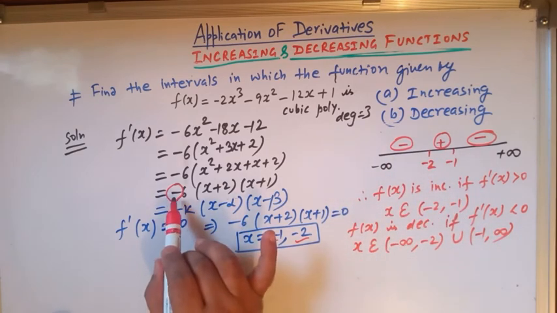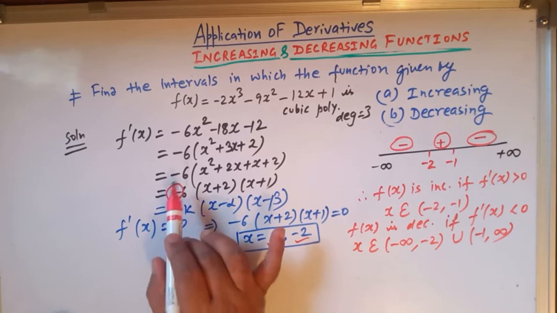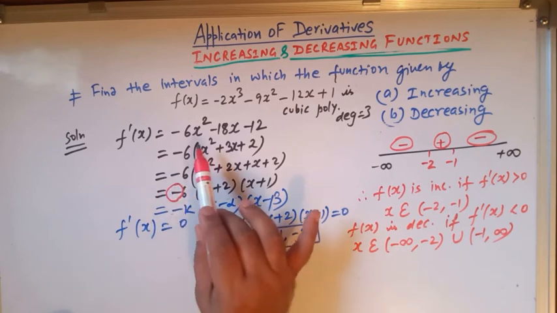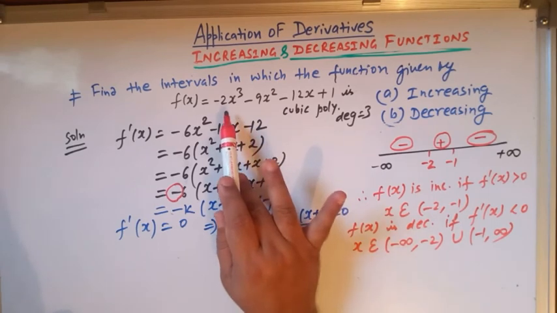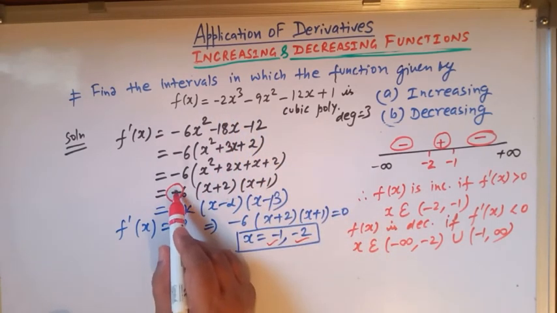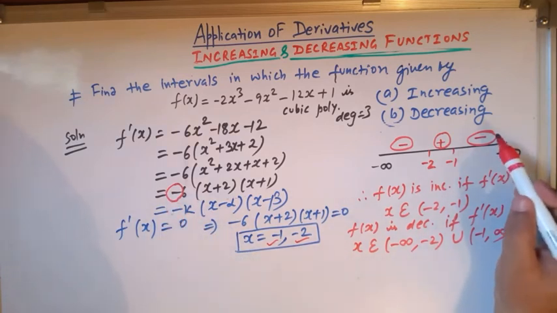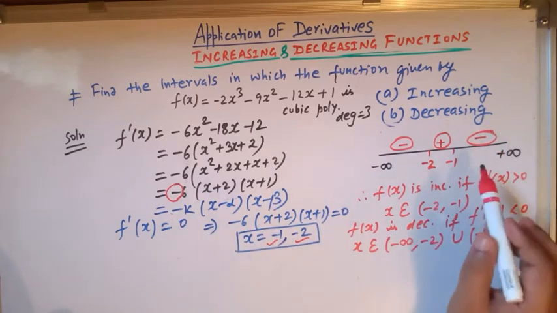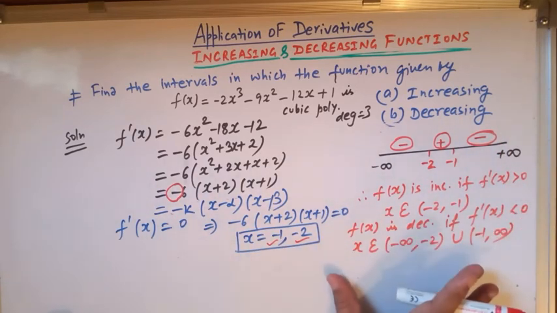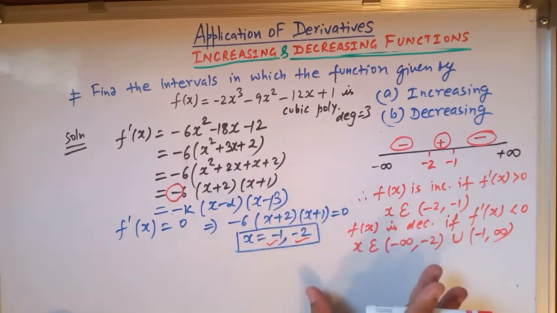If we had a problem in which we have a positive sign here, then we should have written positive here. Clear? So this is how we solve this problem. Clear?